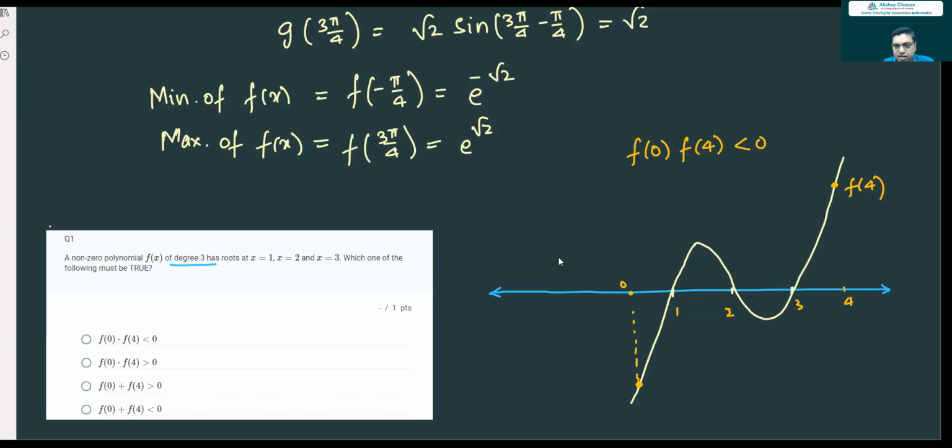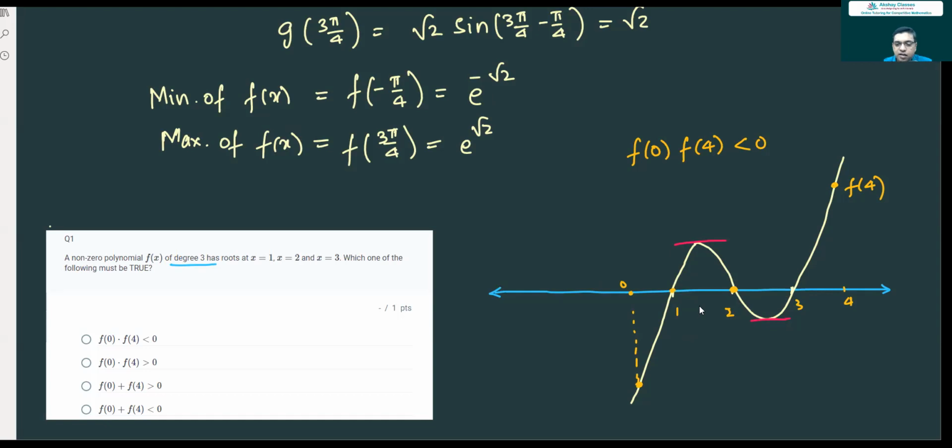Why? The logic here, another logic, is Rolle's theorem, not the intermediate value theorem. See, f of 1 and f of 2: the function is continuous, it's a polynomial, continuous and differentiable, and f of 1 equals f of 2. So by Rolle's theorem, there should be some intermediate value where the derivative is 0. So there will be one maximum or minimum attained. Then f of 2 is equal to 0, f of 3 is also equal to 0. So in between these two, again, there should be one extremum.